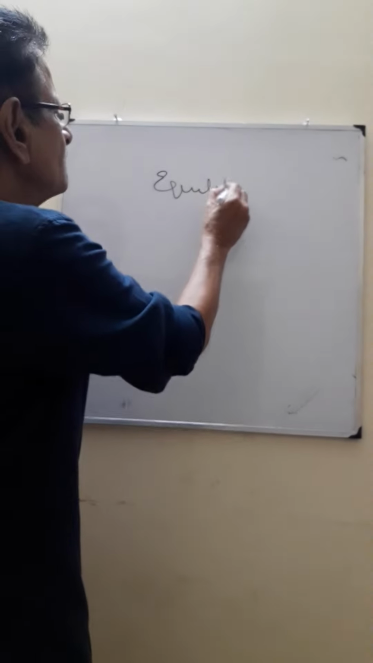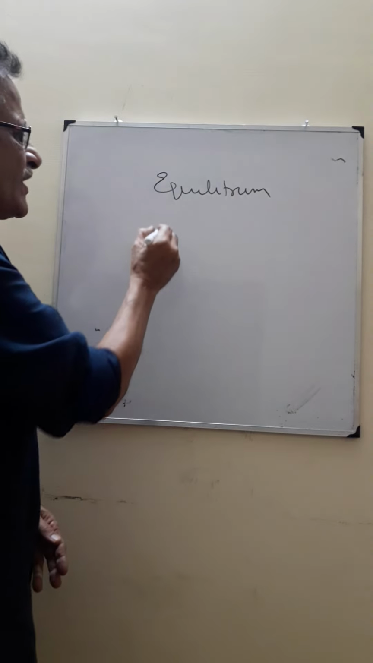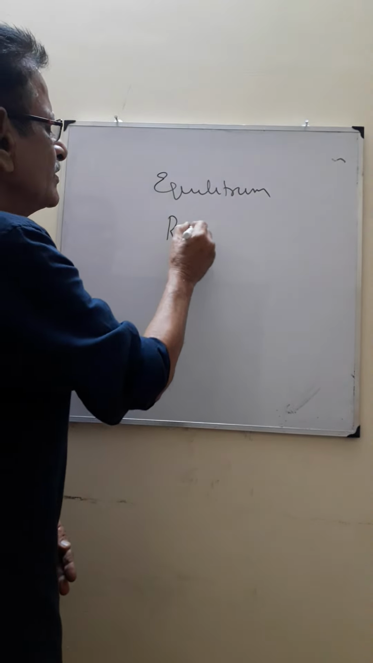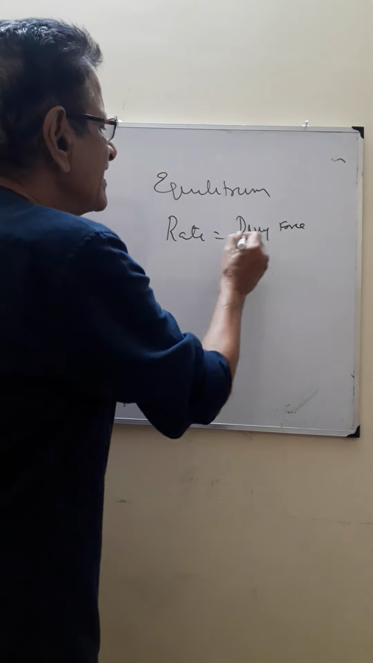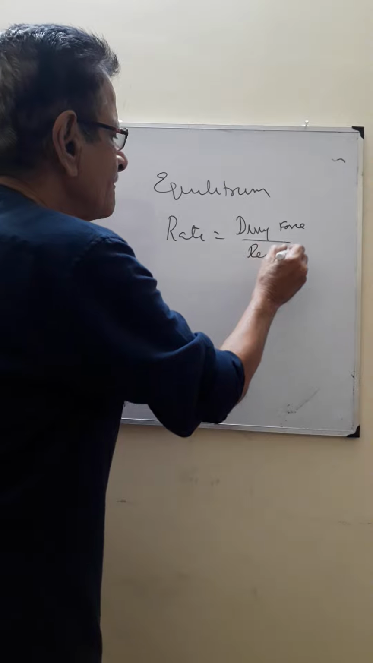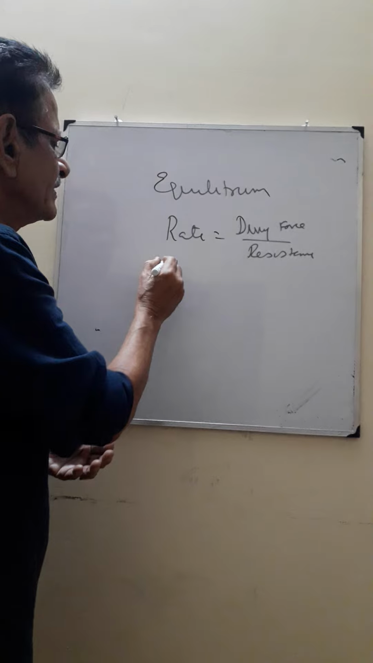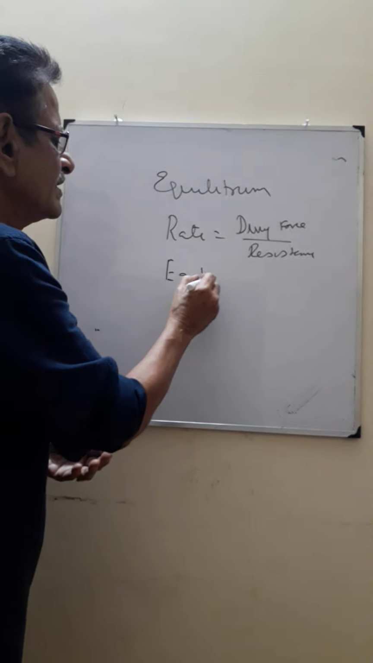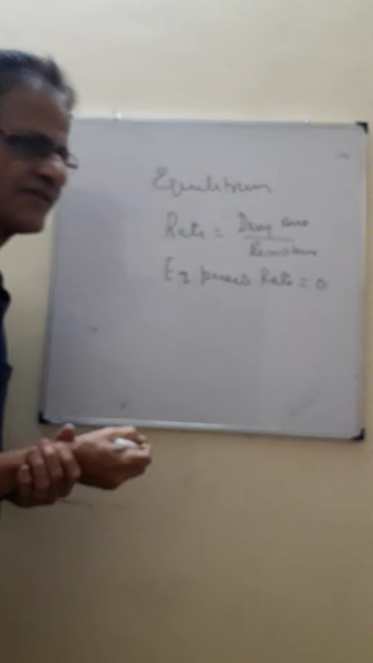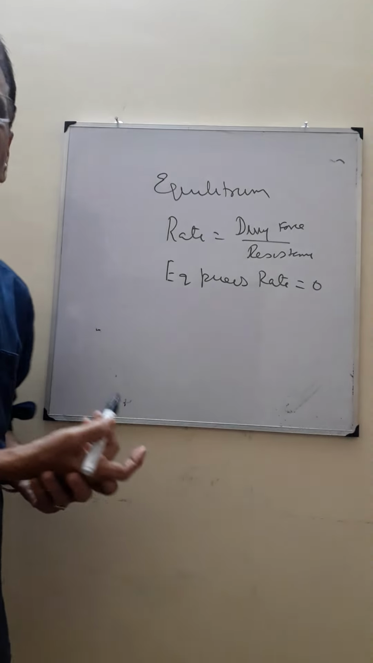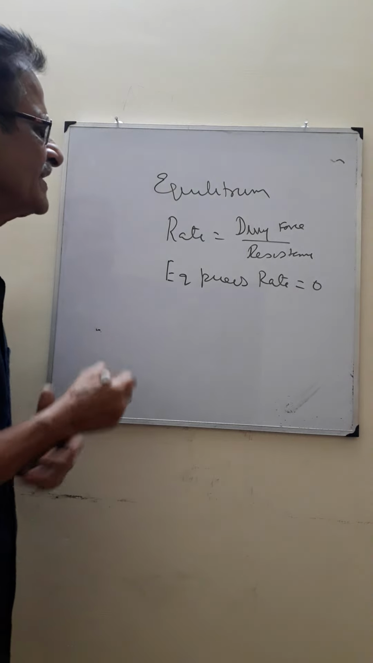Now, having said equilibrium, what is equilibrium? For any process, rate is equal to driving force divided by resistance. Now, for an equilibrium process, rate is 0. It can be rate or net rate. Net rate is 0 at equilibrium.